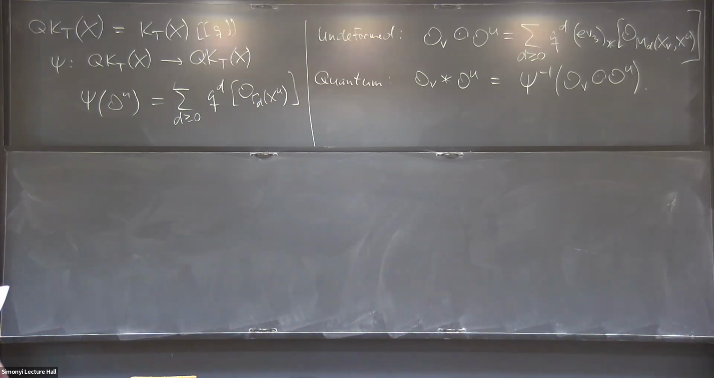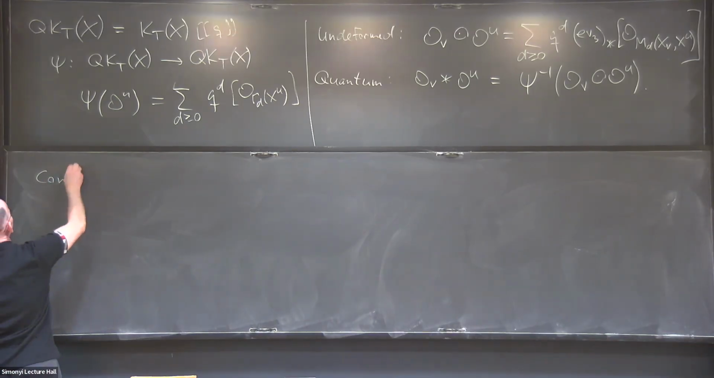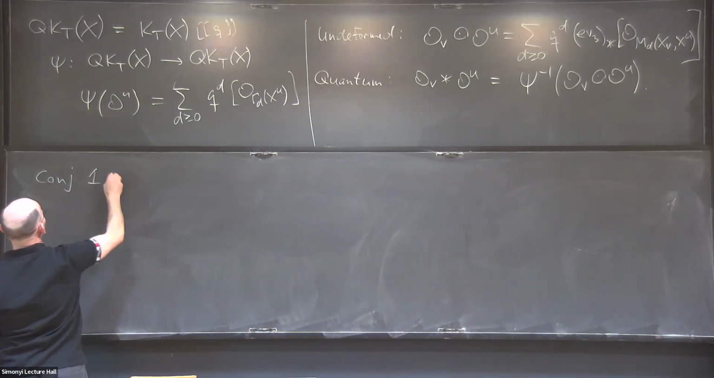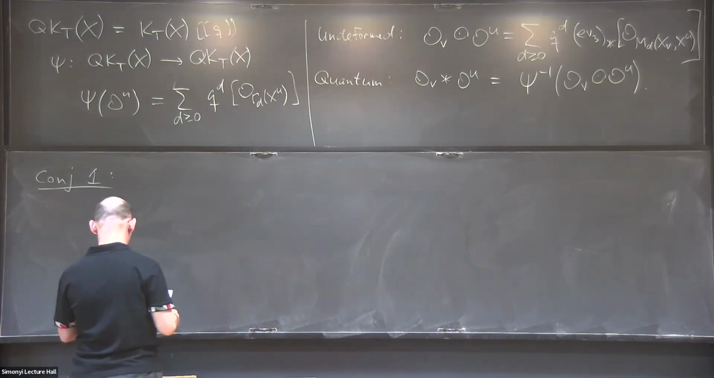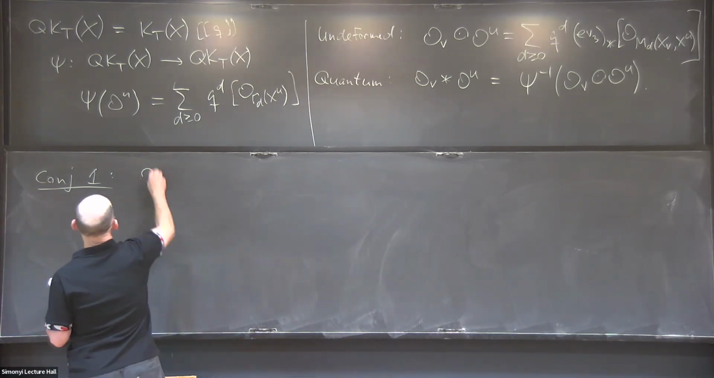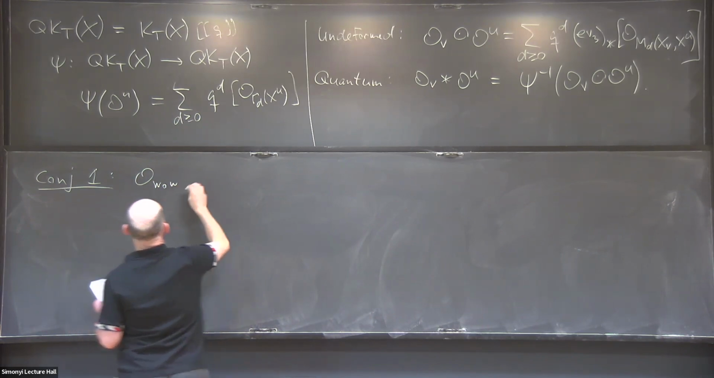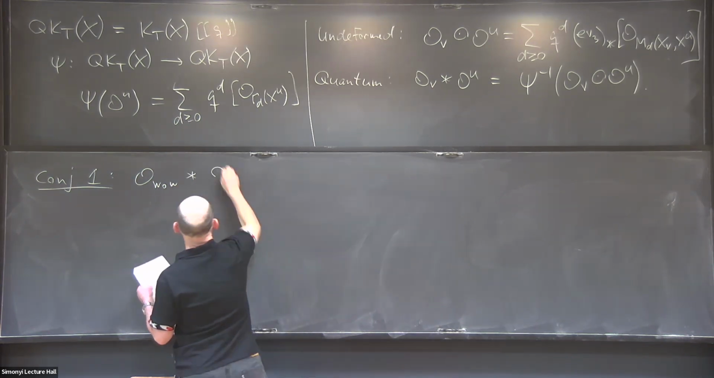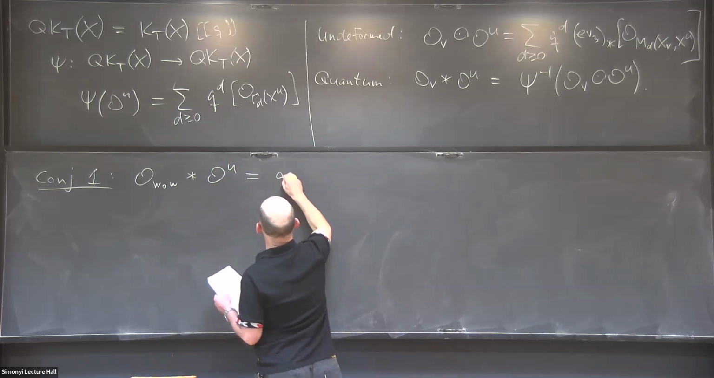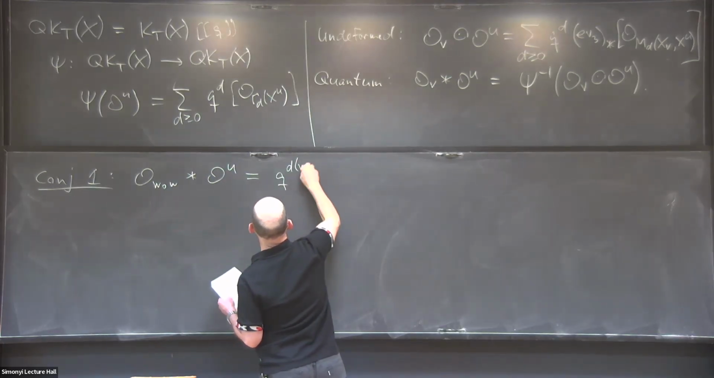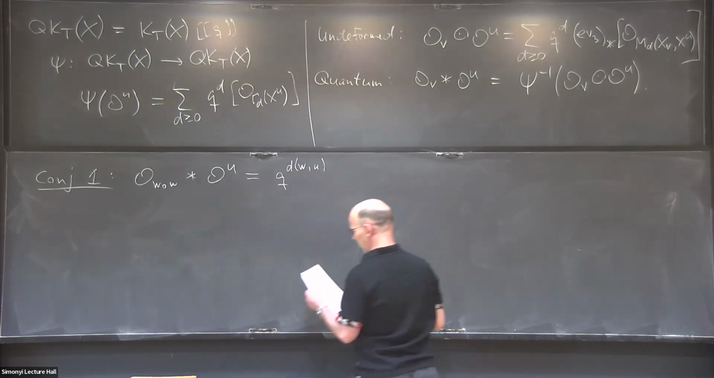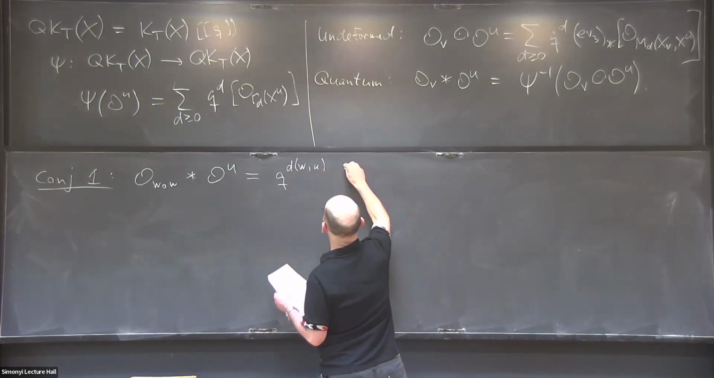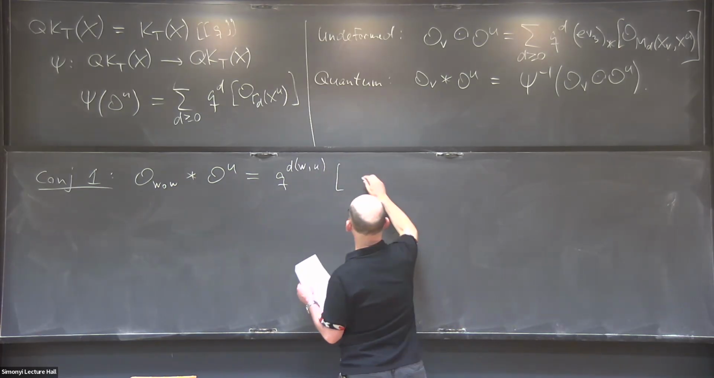Okay, so we have this and then a natural conjecture. Let's say this is conjecture 1. You take this quantum product, then you guess that this is equal to the same as in quantum cohomology.